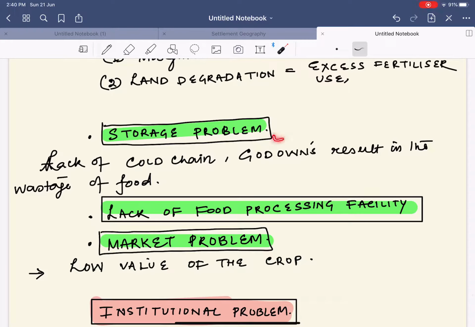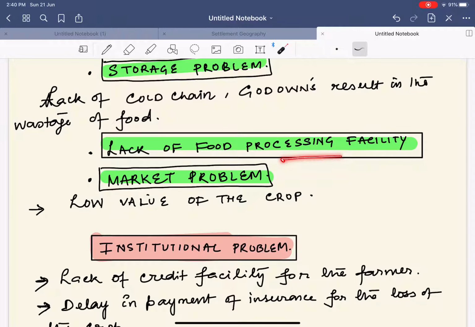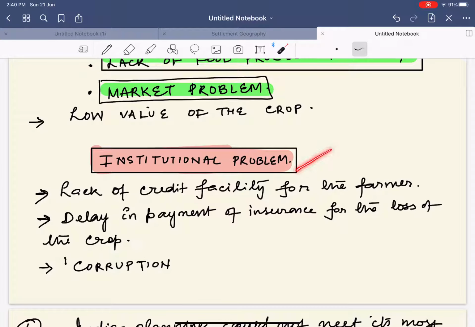Next, we have a storage problem. Lack of cold chain and godowns results in the wastage of food. Next, we have lack of food processing facilities. That is another bigger thing. Next, we have a market problem, that is the low value for the crop. What are the institutional problems? Lack of credit facility for the farmers, delay in the payment of insurance for the loss of the crop, and last but not least, again corruption. The corruption again remains a bigger factor.